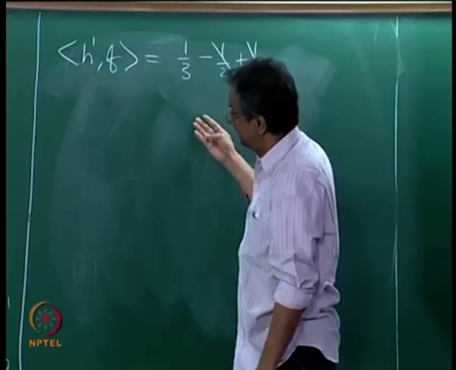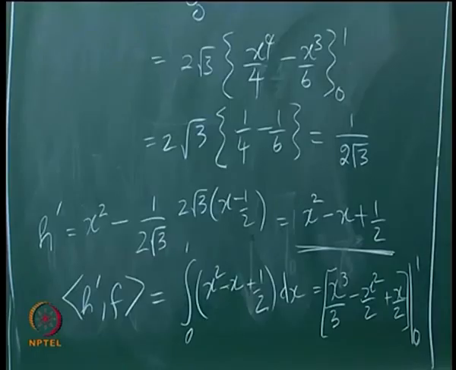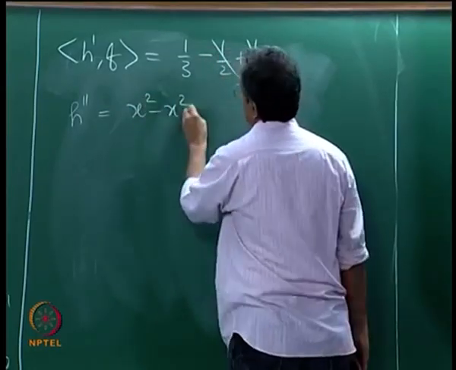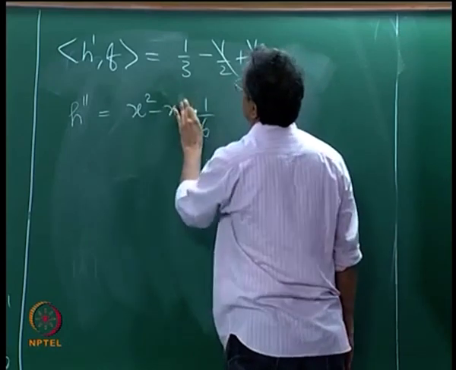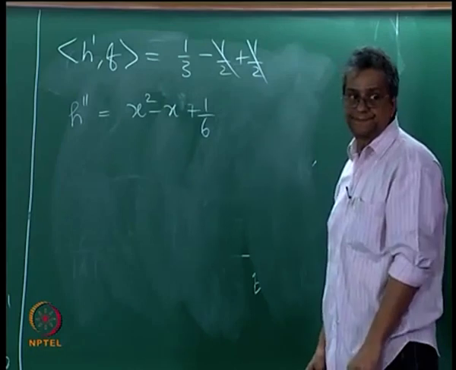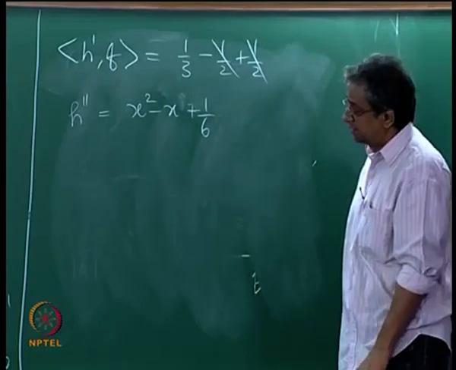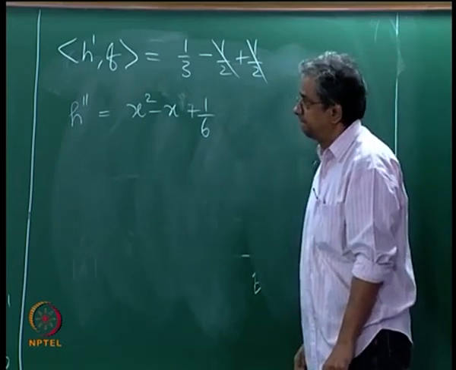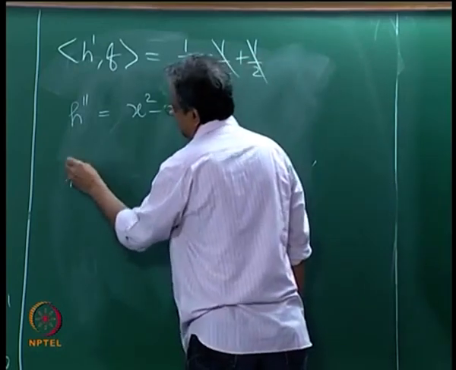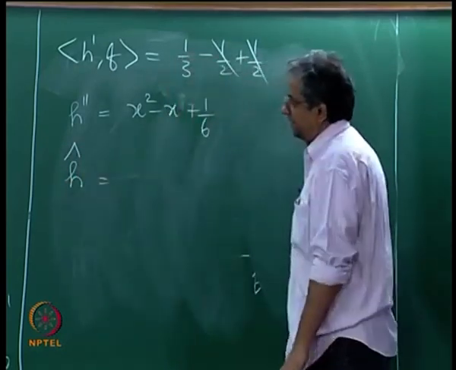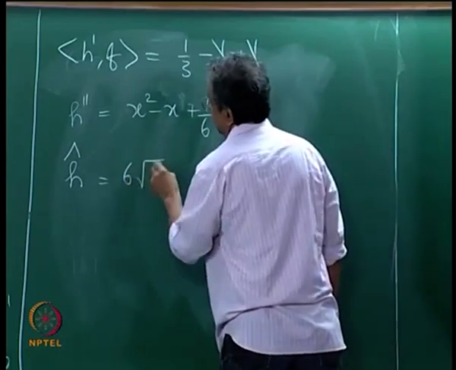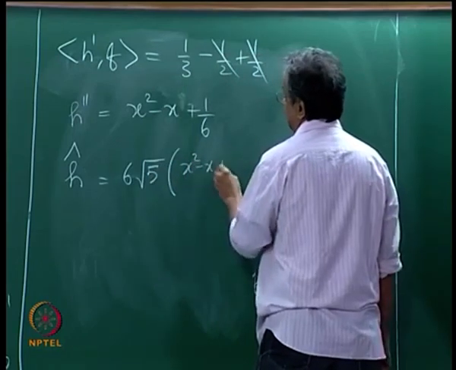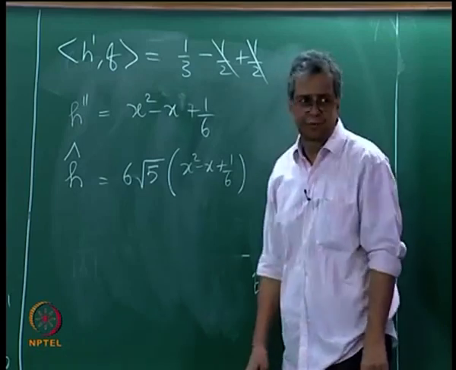And as a consequence, if I subtract this out from here, I am going to get h double prime, which is x squared minus x plus 1/6. If I subtract a third from the half, I get 1/6. And I let you verify that h hat in fact is 6 times the 5th root of 5 times x squared minus x plus 1/6. You can just check that out, find out what the magnitude is.